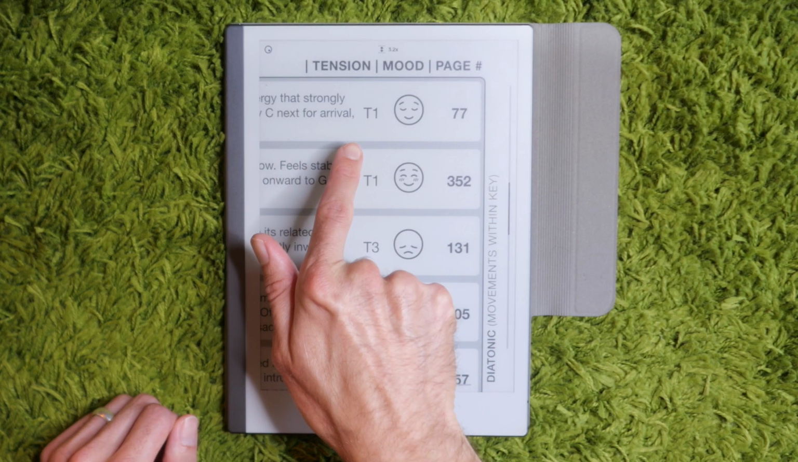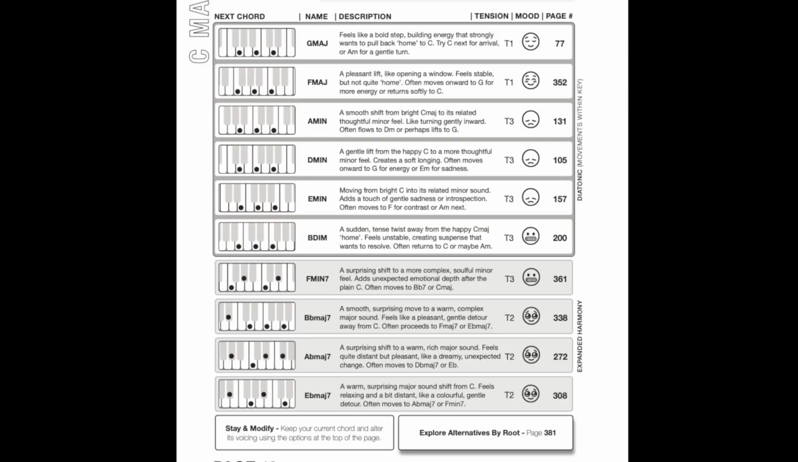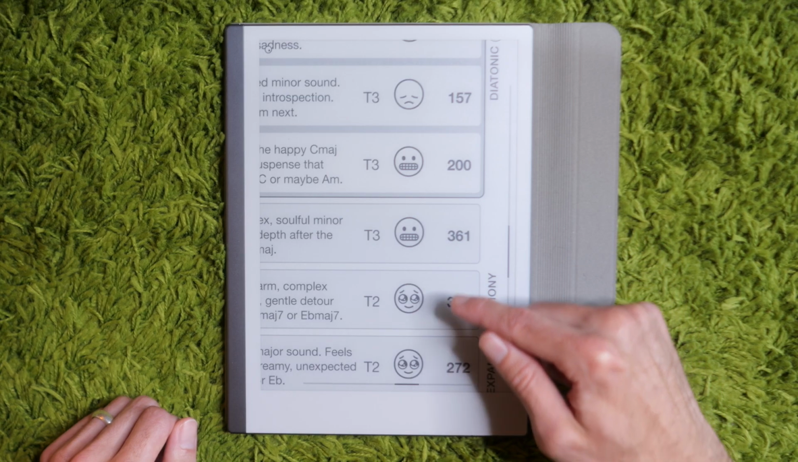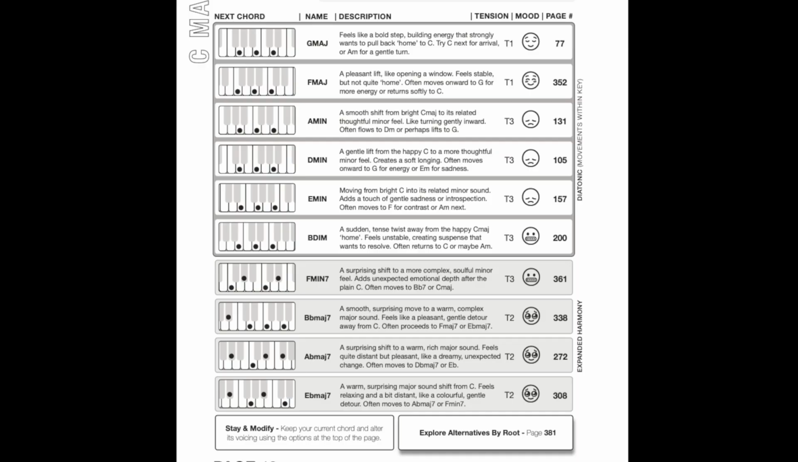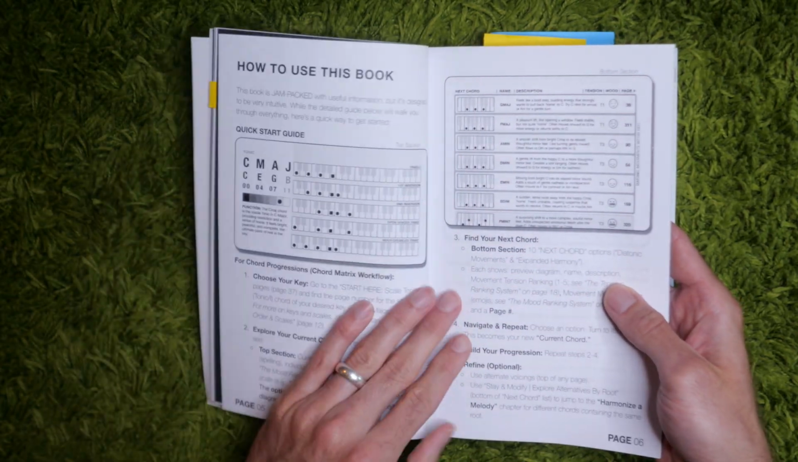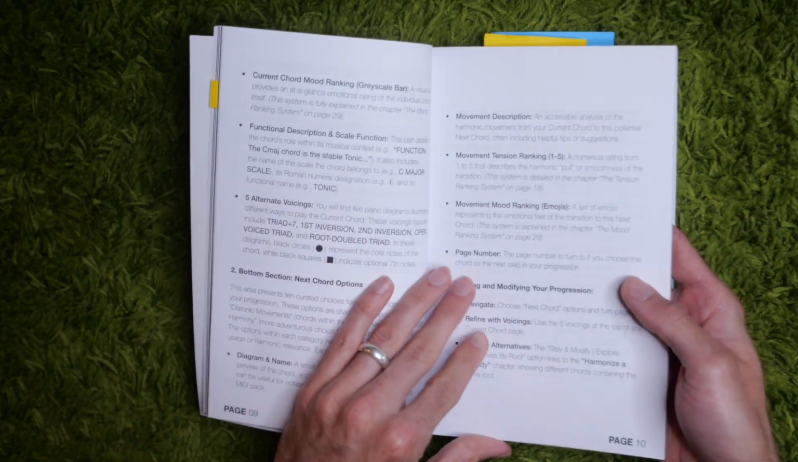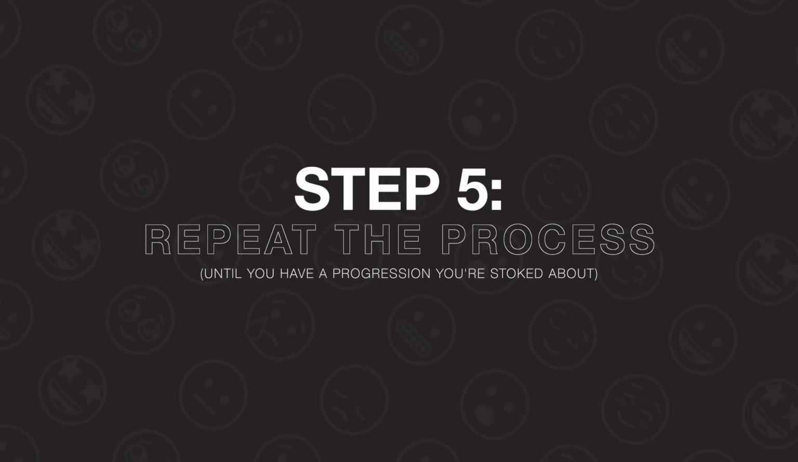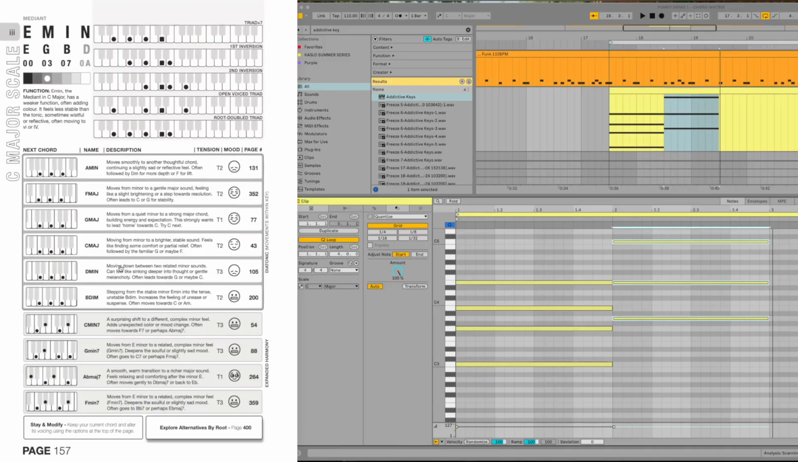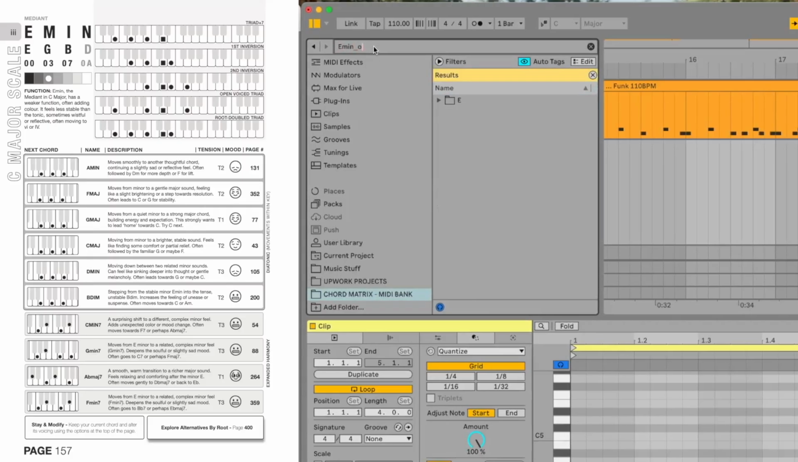The tension ranking system shown here uses several variables to rank the movement from the current chord to the destination chord on a scale of 1 to 5, 5 being the most tension. The mood ranking system also uses several variables to determine a mood, chosen from 10 feelings. I break down how these ranking systems are calculated in a lot of detail in the beginning chapter of the book if you're curious. So the description, tension, and mood indicators should give you a good idea of how your next options feel, ultimately giving you a little more control over the emotional contour of your progression.